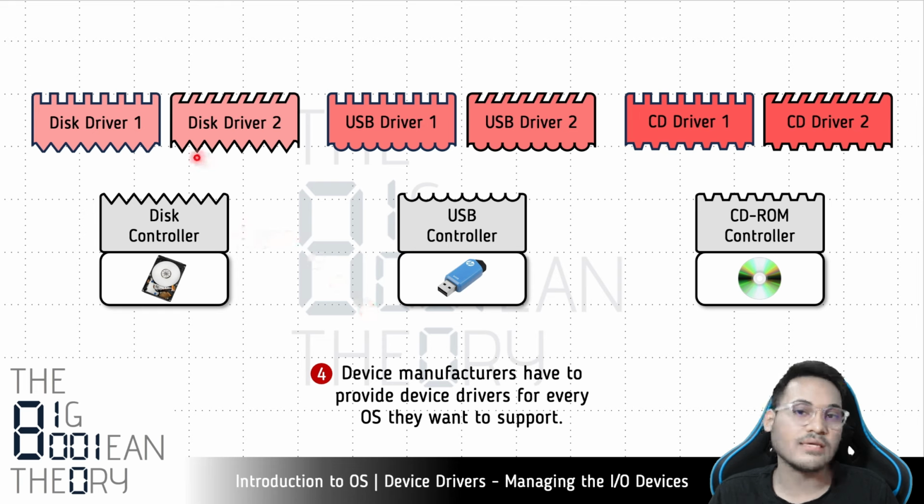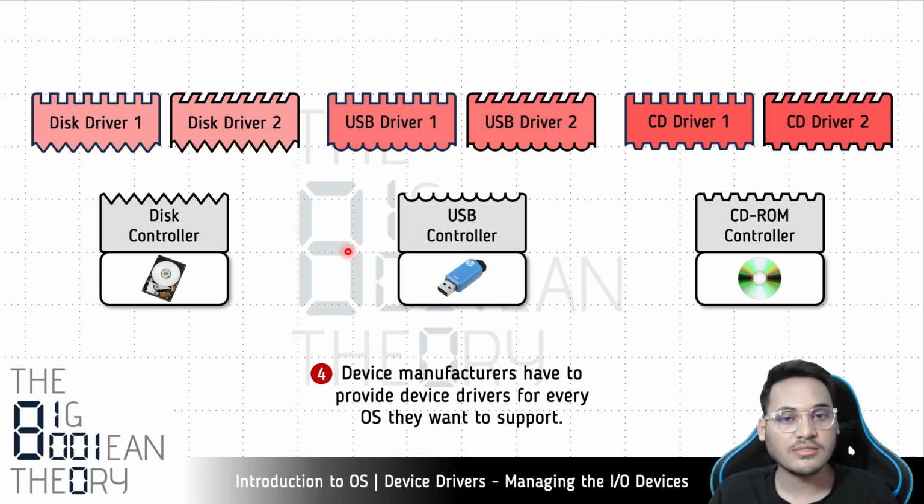So as you can see, let's say we have two operating systems in the market, Windows and Linux, and they have their own device neutral interface. So if I am manufacturing a disk, then I have to write two device drivers to support it on both operating systems. The same is true for all the devices.